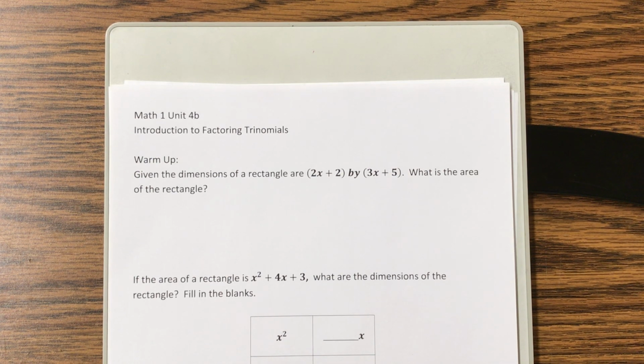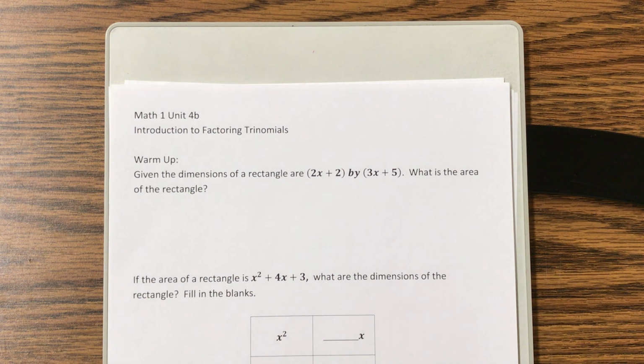In this lesson, we're going to learn how to factor trinomials. To start with, we are going to review what we learned last week when it comes to multiplying polynomials. So in this warm-up, notice how it says, given the dimensions of a rectangle are 2x plus 2 by 3x plus 5, what is the area of the rectangle?